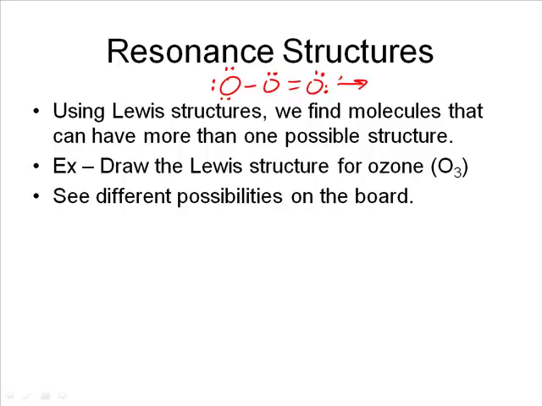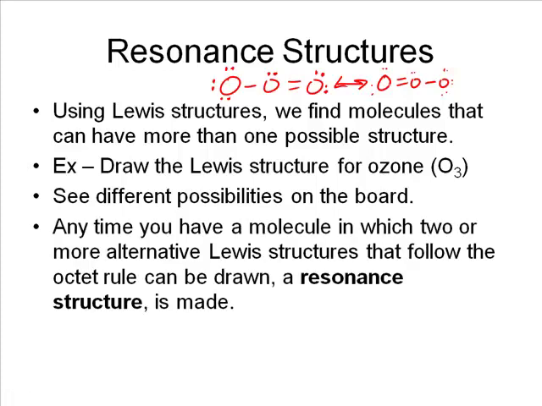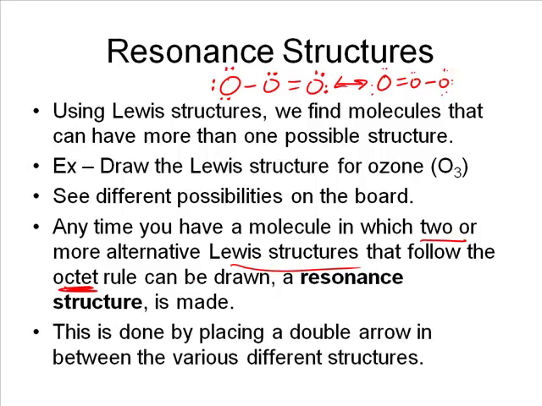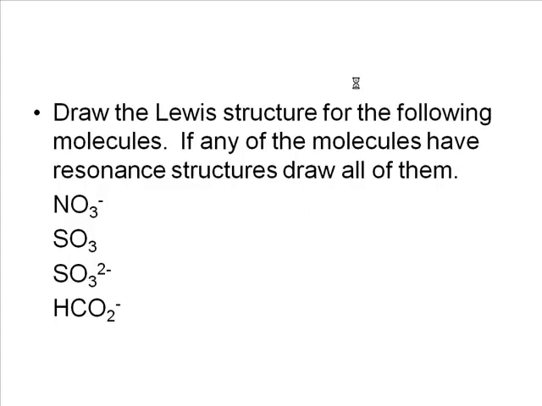And another way you could write it is you could write it the oxygen with the double bond over here and the single bond over here. And then you would have two different structures for ozone. Anytime that you have a molecule in which two or more alternative Lewis structures can be drawn that still follow the octet rule, you have what are called resonance structures. And you show that they're resonance structures by placing this double-headed arrow between them, where you've got the two different possibilities there with a double-headed arrow on them.